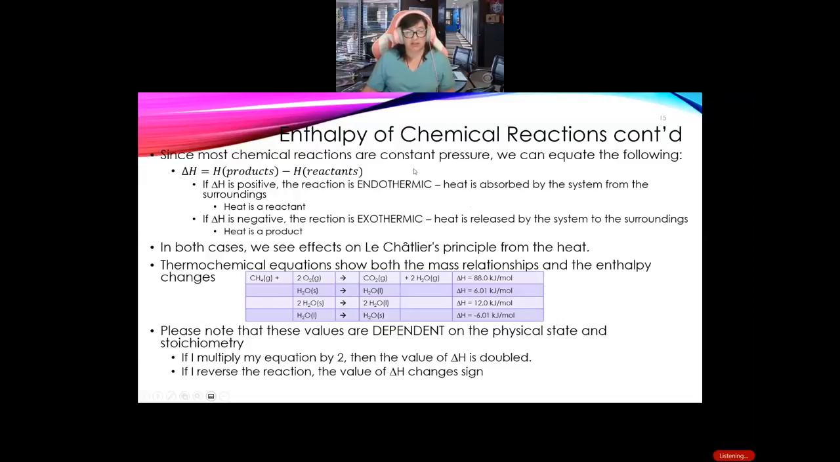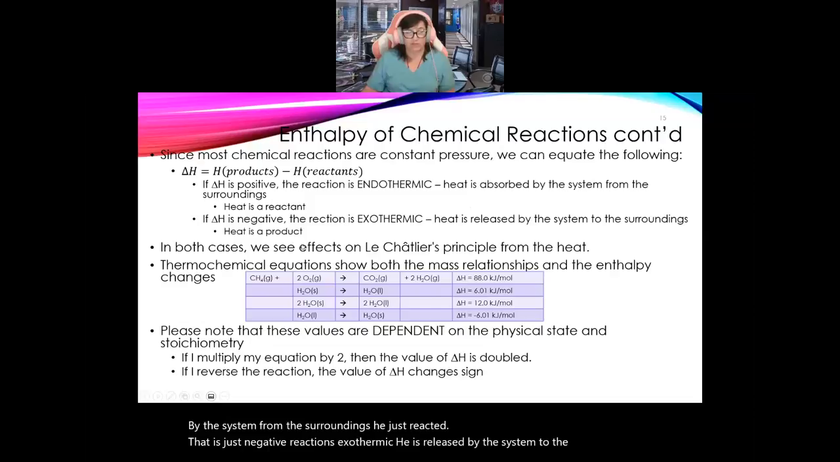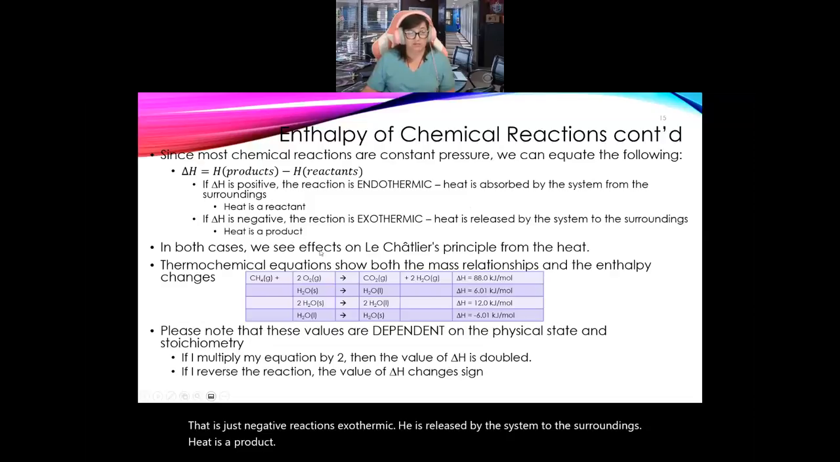Since most chemical reactions are at constant pressure, we can equate the following. Delta H equals the H of the products minus the H of the reactants. All right? If delta H is positive, the reaction is endothermic. Heat is absorbed by the system from the surroundings. Heat is a reactant. If delta H is negative, the reaction is exothermic. Heat is released by the system to the surroundings. Heat is a product. In both cases, we can see the effect of Le Chatelier's principle from the heat.